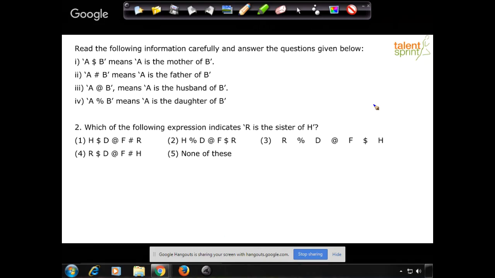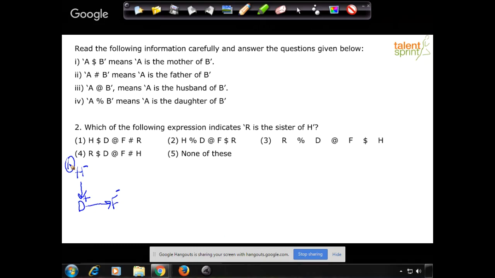Let's start with the first expression. The first expression, H dollar D, tells us that H is the mother of D. Since H is the mother, she will be a female. Till now, the gender of D is not known to us. D at the rate F: they tell us that D is the husband of F. Since D is the husband, D will be a male. D is the husband of F, which means that F is going to be female. This is the first option whose diagram we are drawing.